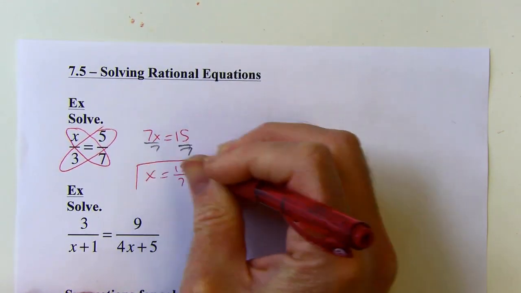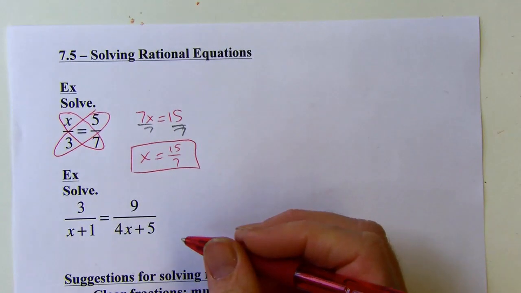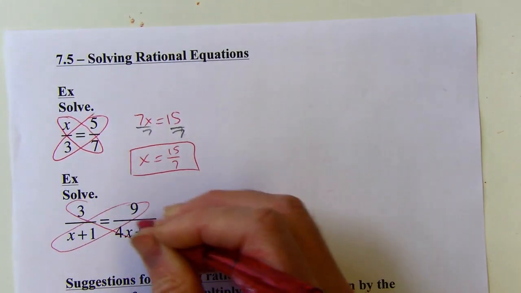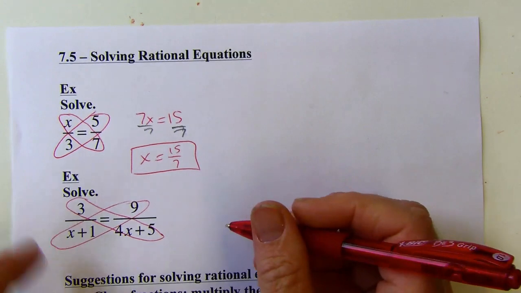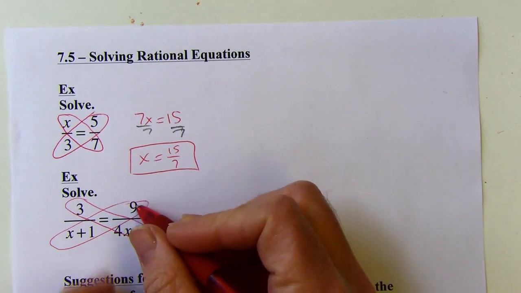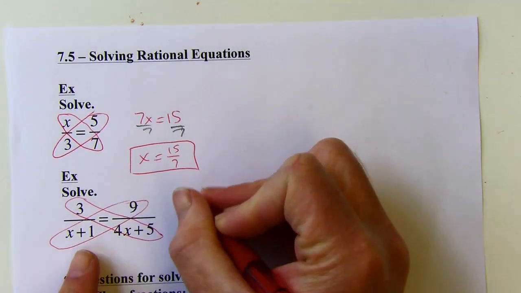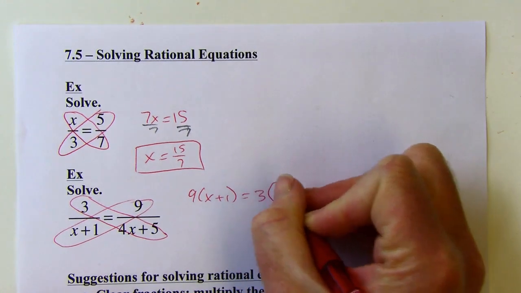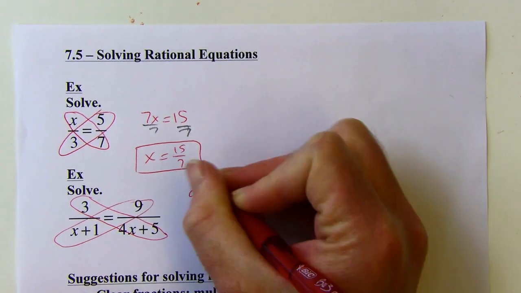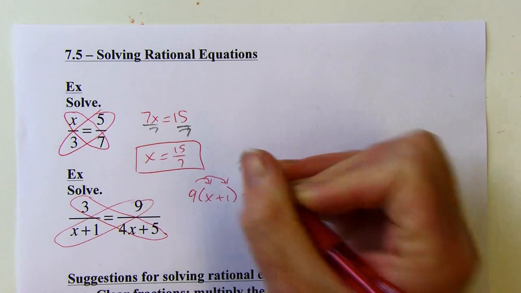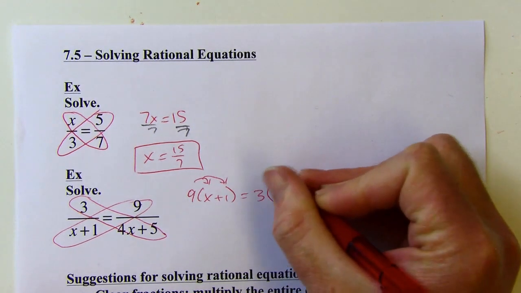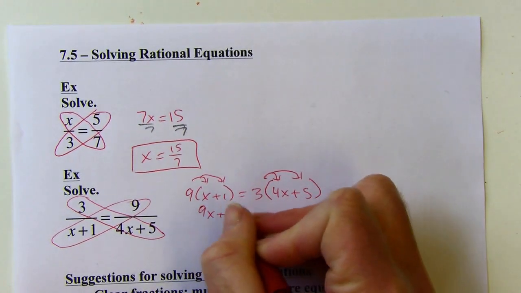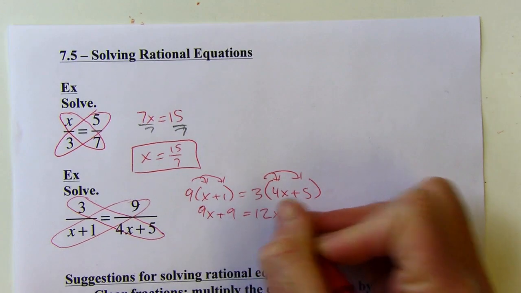Okay, we can use that same strategy on this next problem, even though it's a little bit more complicated. The cross products will be equal. So when you do this, be careful. It's 9 times the quantity x plus 1, and it's 3 times the quantity 4x plus 5. So that means we're going to have to distribute on both sides of the equation. So here 9x plus 9 is going to equal 12x plus 15.